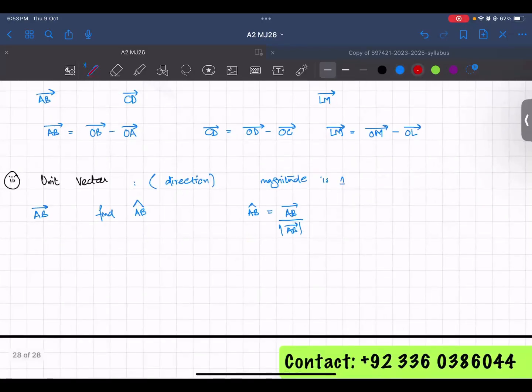And one more thing I forgot. How do you find the magnitude of a vector? The magnitude of a 3D vector will simply be the square root of x squared plus y squared plus z squared. This is the magnitude.